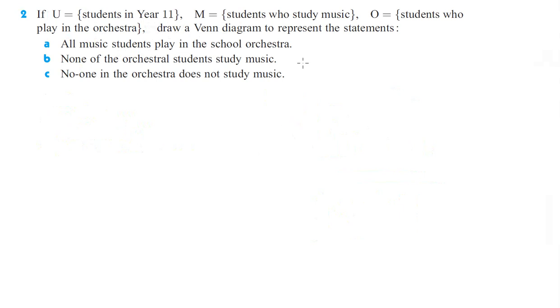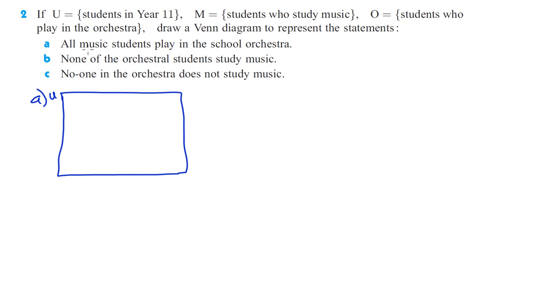Number 2, if U, the universal set, is students in year 11, and M is the students who study music, O is the students who play in the orchestra, draw a Venn diagram to represent the statements. So the first one is all music students play in the school orchestra. If we're going to draw that out, make our little Venn diagram here. So this is our universal set, which is all the students in year 11.